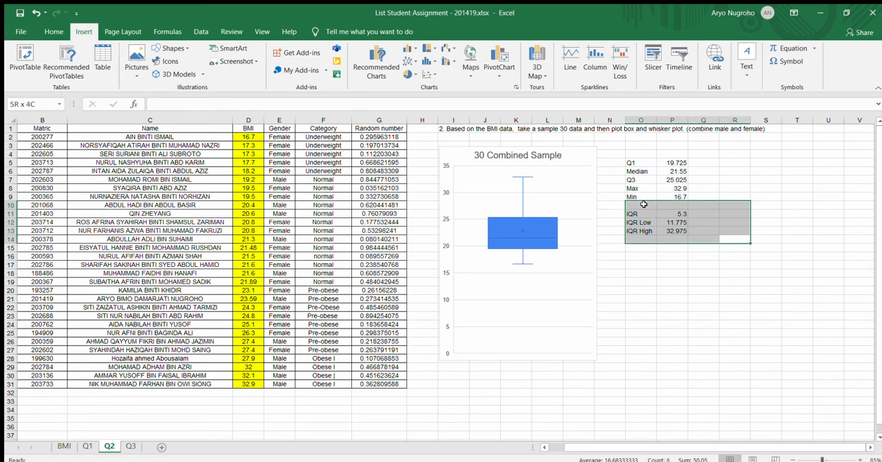So we can neglect this part because all of the data is inside the box and whisker plot, so we don't have any outliers.